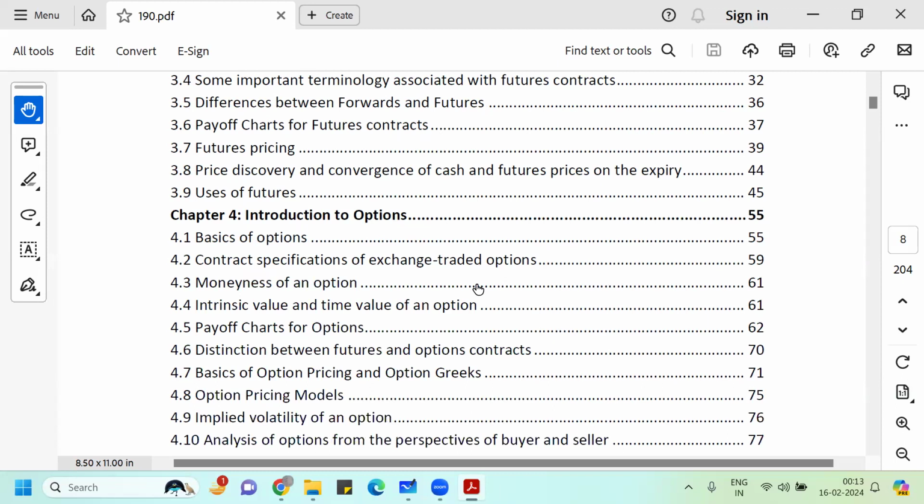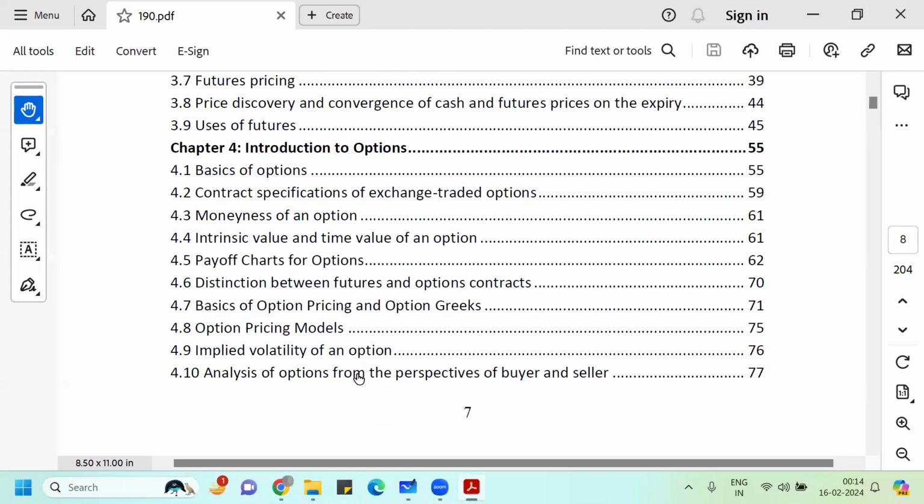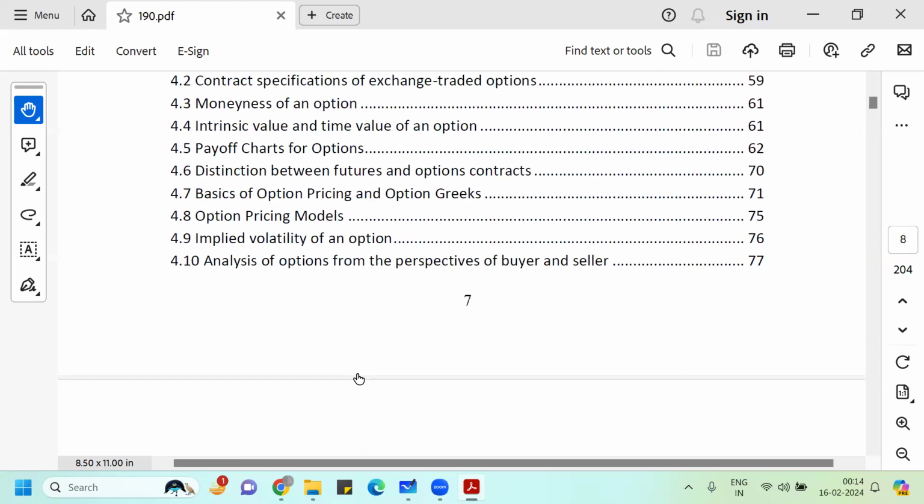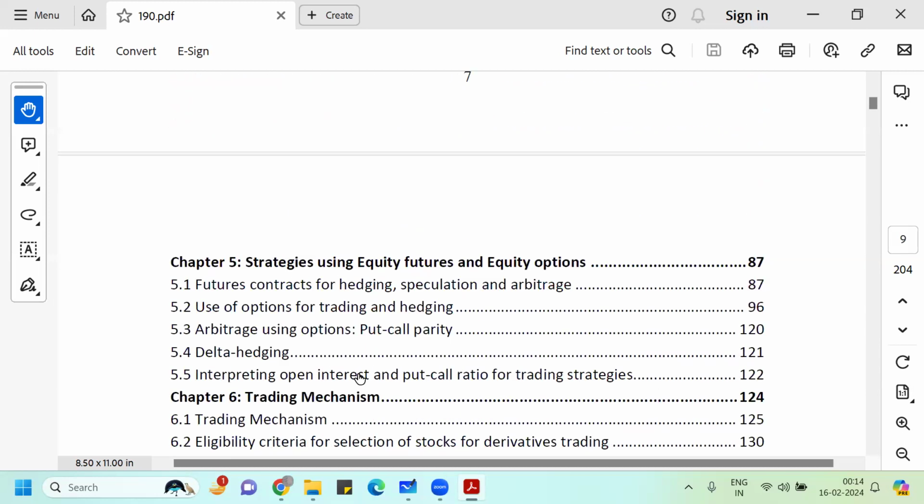Then we're going to study options in chapter 4. So chapter 4 will be an introduction to options, where we'll not go into much detail or too deep into the option part. We'll just try to cover the basics of options here. The option pricing models are there, the Black-Scholes-Merton model or the binomial tree model. Then what is implied volatility? All those things we'll study here.